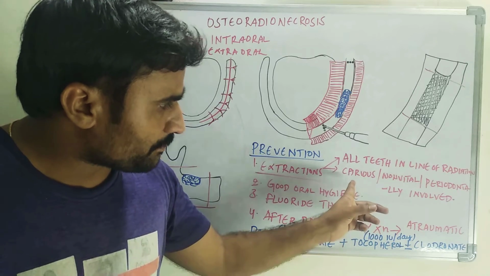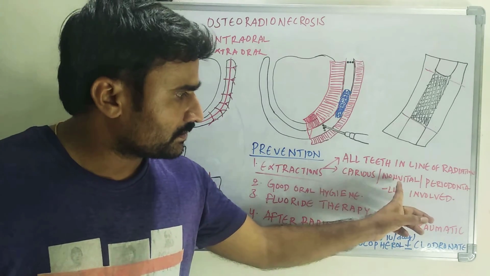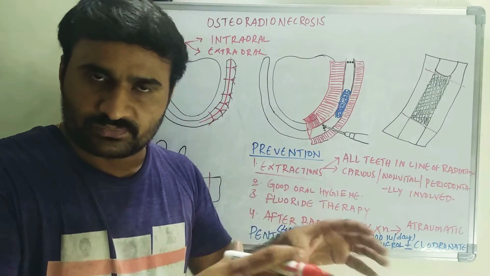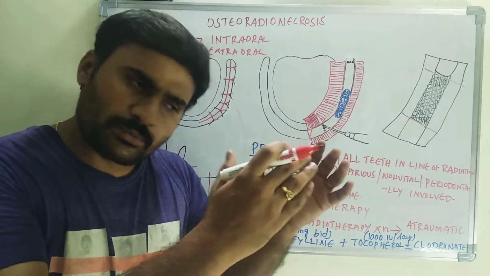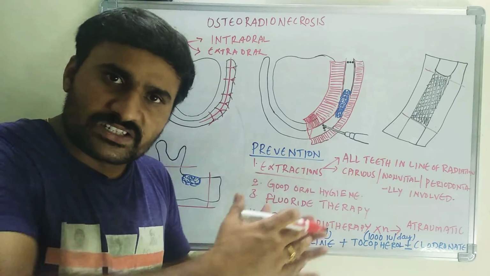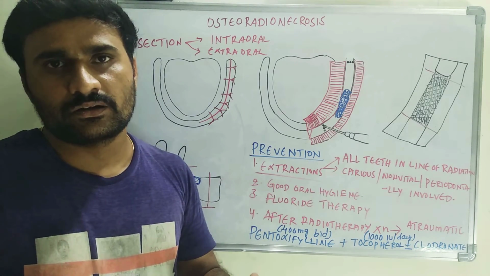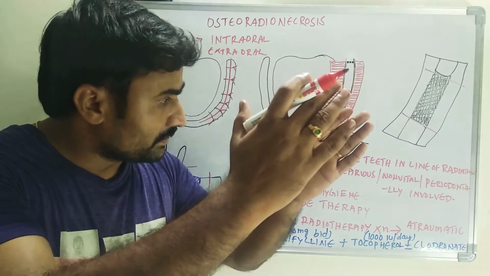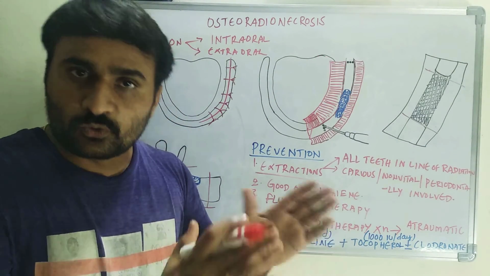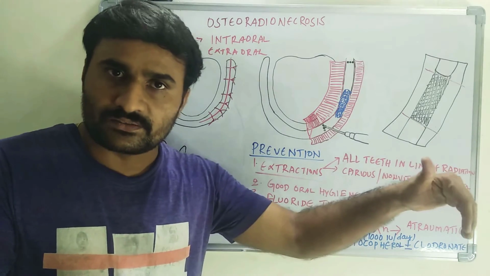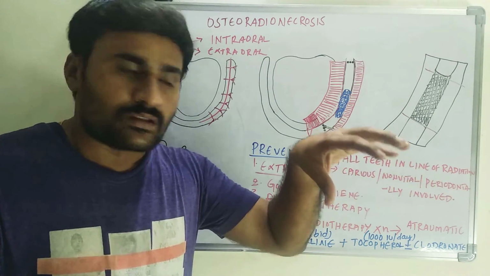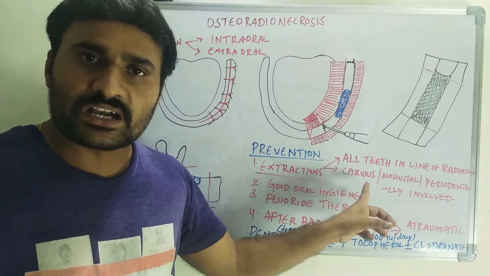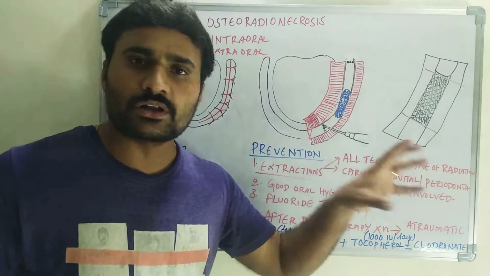Right? And another point is carious teeth or non-vital teeth or periodontally involved teeth in other areas, that is the maxillary arch, another side of the mandible. Right? So all the teeth in the line of radiation should be extracted, good or bad. In other areas, that is teeth not in the line of radiation, in those cases you have to go for extraction of carious, non-vital or periodontally involved teeth.